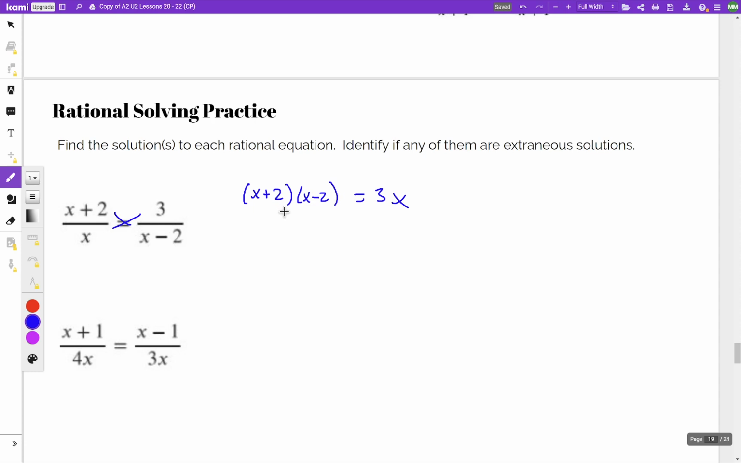Now, how do you solve this? We want to collect all the terms on the one side, so we're going to have to multiply this out. We're going to get x squared plus 2x minus 2x minus 4 equals 3x. Ooh, cancels. x squared minus 4 equals 3x. Subtract 3x from both sides. Okay, so now we have that expression.